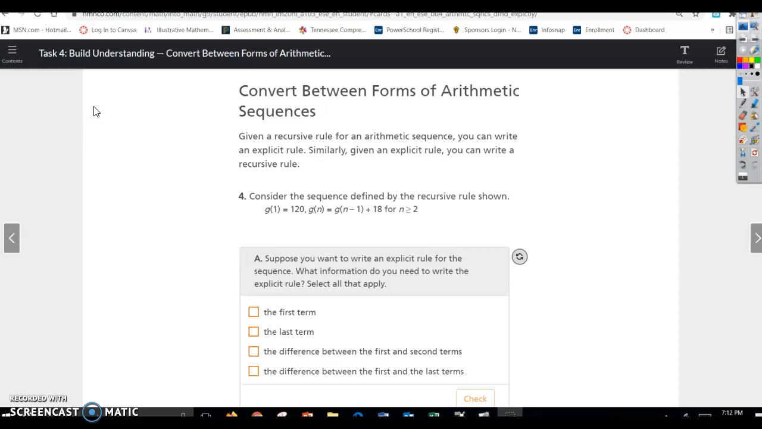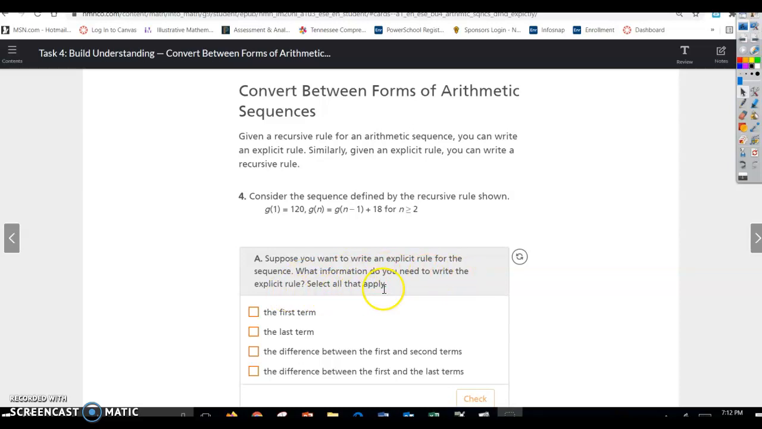G of 1 equals 120. So that means my first term is 120. So it's going to give us the recursive rule, which means you take the previous term, and you add 18 to get the next term for all n greater than or equal to 2. Suppose you want to write an explicit rule for the sequence. What information do you need to write the explicit rule?